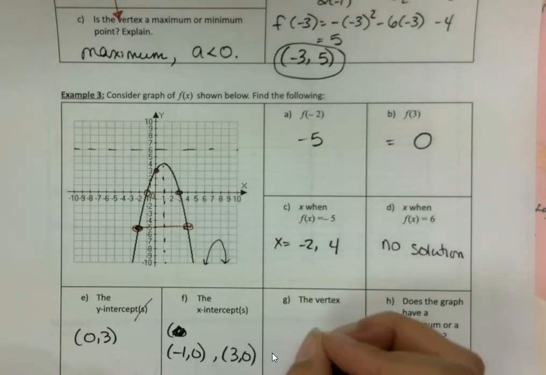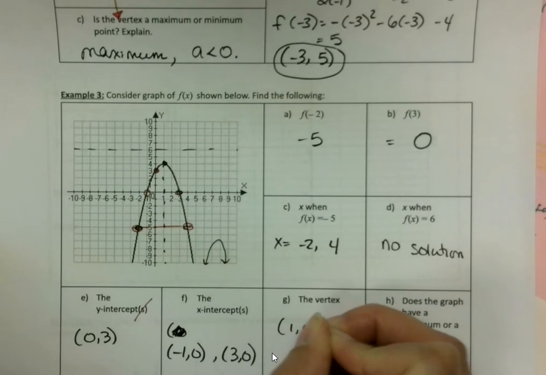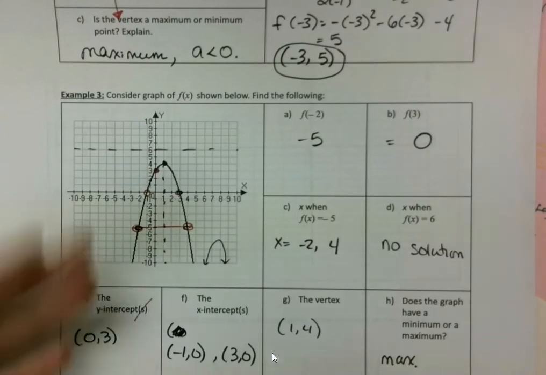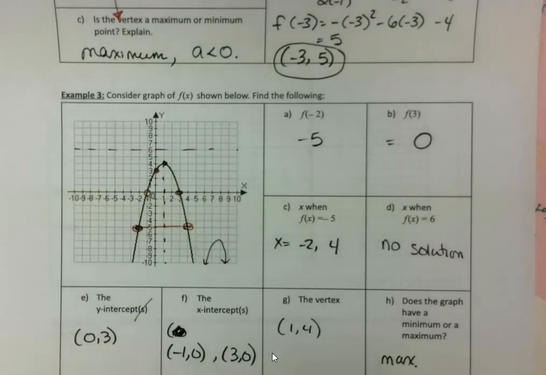Okay, vertex. So that's my top point up here. It is 1, 4. And max or min, in this case, it's a max. I don't have an equation here to know the a value, but I know that if I were to write an equation, I would expect it to have a negative a value.